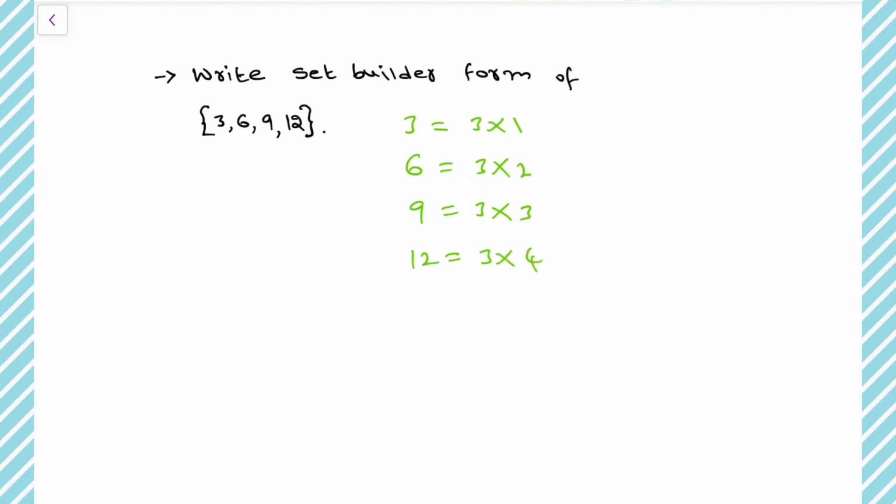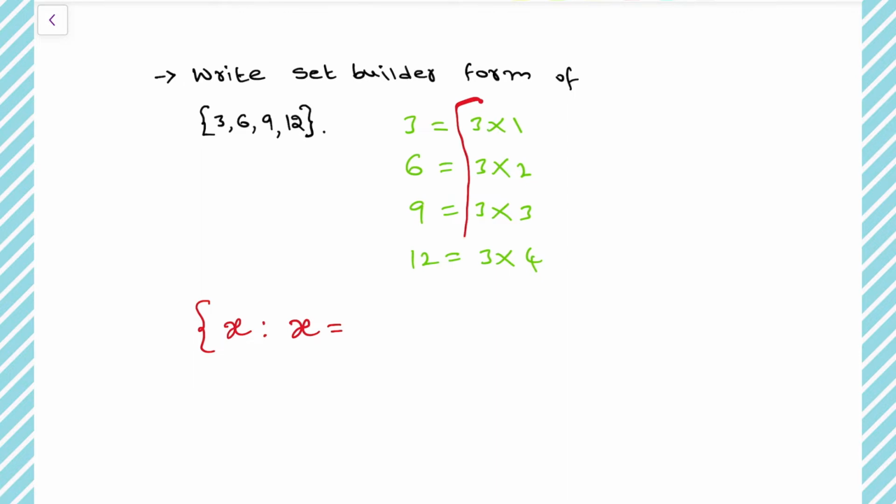Now let us try to write the set builder form. Always the set builder form will be opened with curly brackets, and x, this ratio symbol is nothing but x such that x is equal to. This is mandatory or compulsory for all set builder forms, x such that x is equal to.